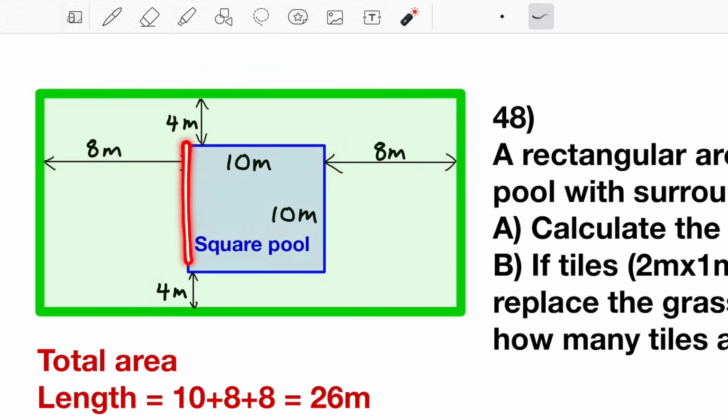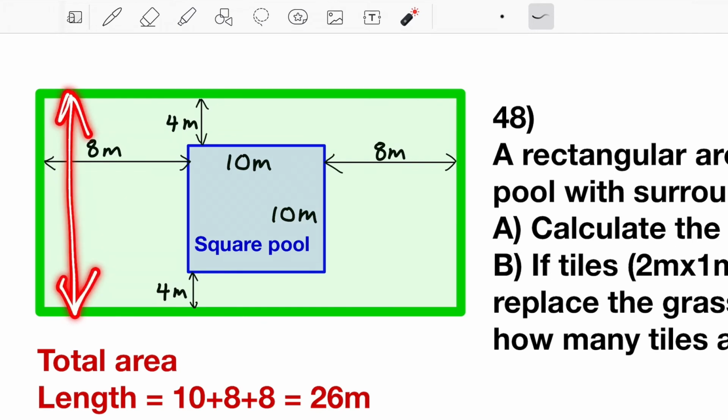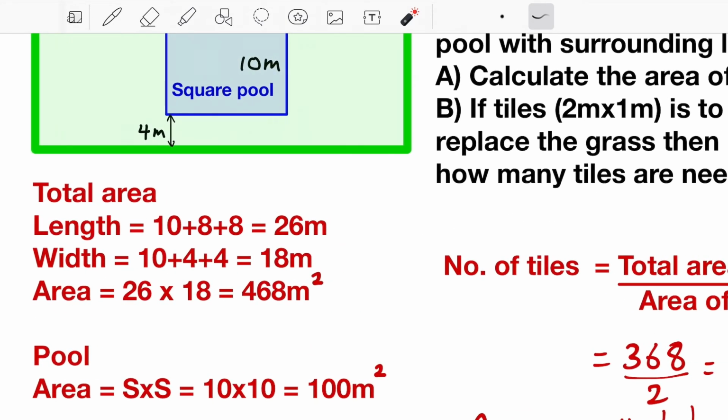Here is 10, here is 4, that's 10 and 4, 14, plus 4 is 18. So the width of the field is 18 meters. So 18 by 26 will give us 468 meters squared.